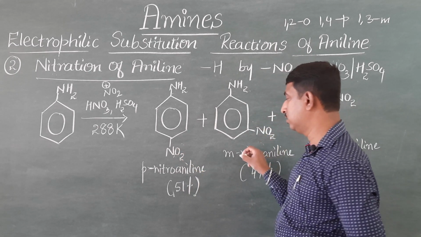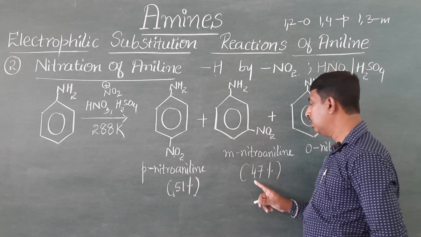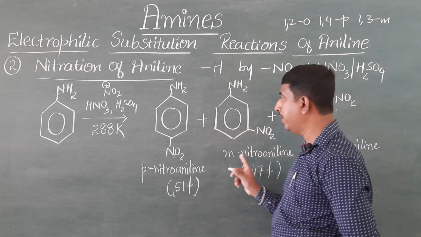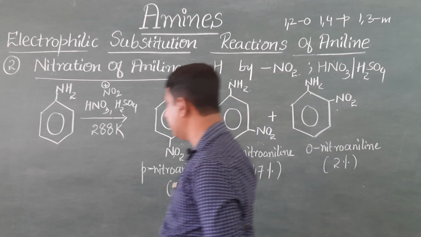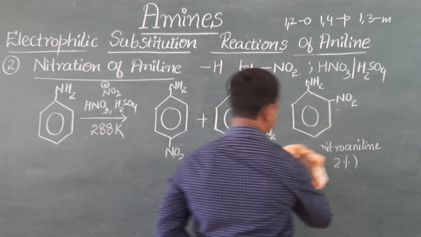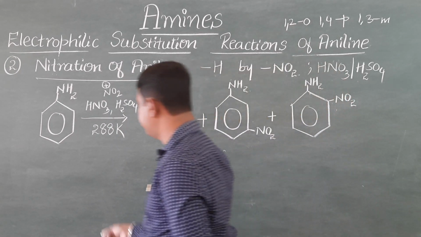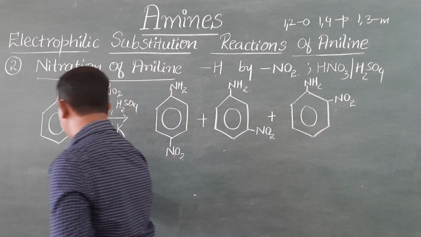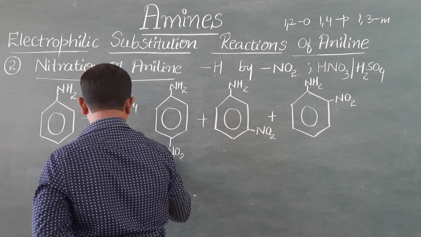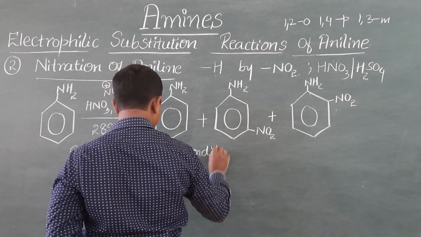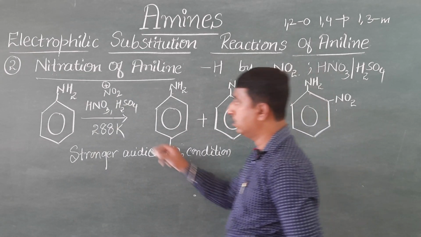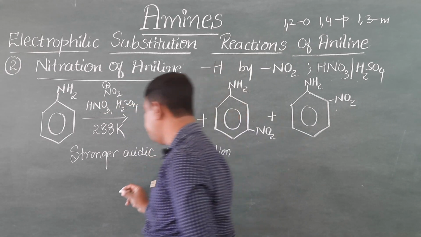Now, why does this product exist? Meta-nitroaniline, nearly 47%, exists in the medium, correct? So why does this compound exist? That we have to explain. See, the meta product exists because for nitration we are using a stronger acidic condition, stronger acids, nitric acid and sulfuric acid.